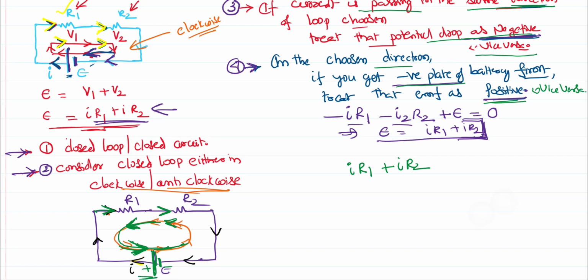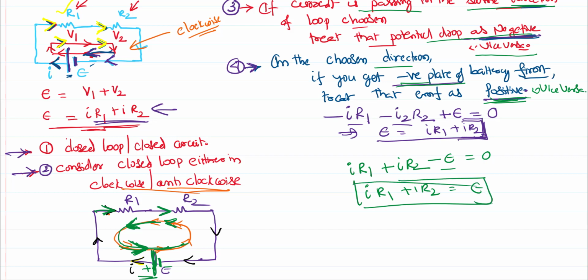When you get the negative plate first, EMF is positive. When you get the positive plate first, as you are going this way anti-clockwise and getting the positive plate of the battery first, treat that EMF as negative, opposite to that: minus E equal to 0. So take this E to the other side, it becomes IR1 plus IR2 equal to E. This is also the same equation. So if you look at this equation, this equation, this equation, all are the same.